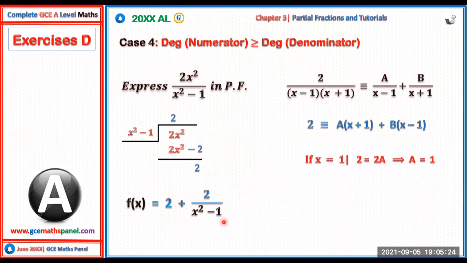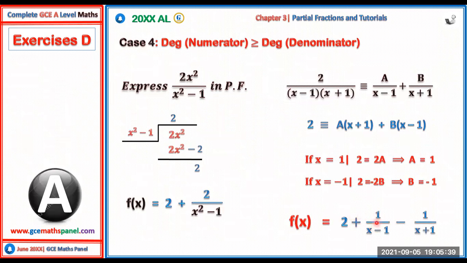All right, let me just play the video to go. The values of a and b were 1 and minus 1 respectively. So in partial fractions, this one will be written as 2, then we continue from here, plus 1 over x minus 1 minus 1 over x plus 1. So we have expressed this in partial fractions.